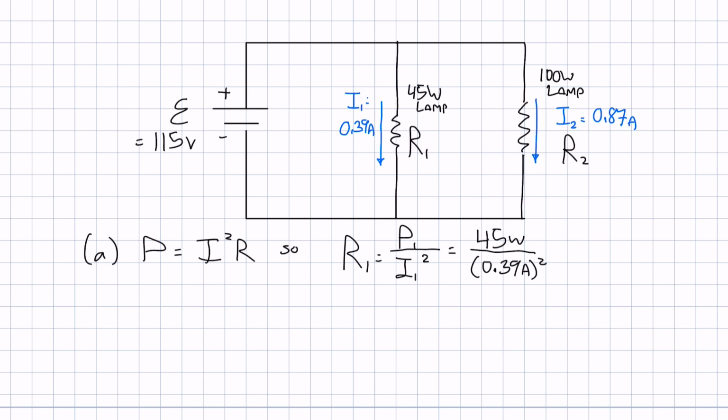This gives us a value for R1 of 295.858 and so on ohms. I'm just going to round that off to 3 digits, and so R1 is going to be 296 ohms.